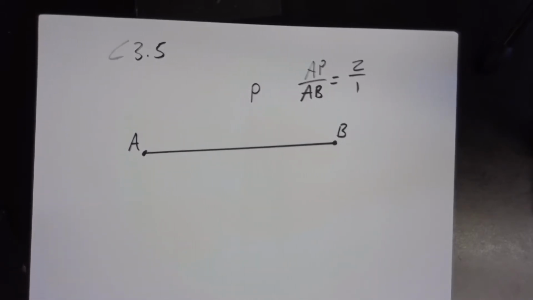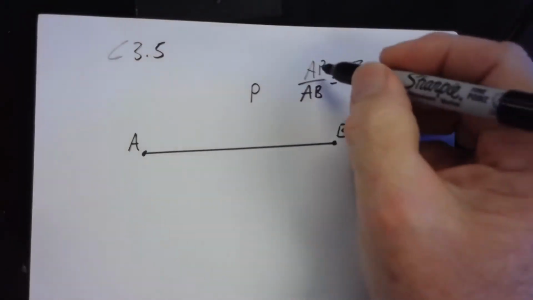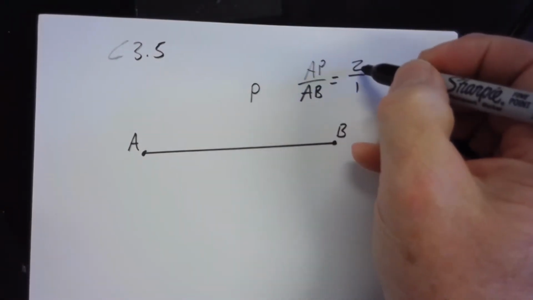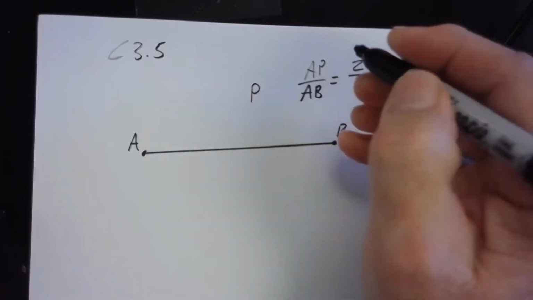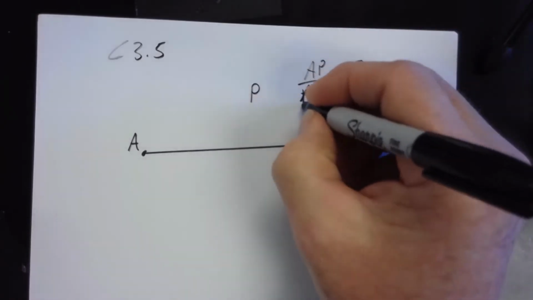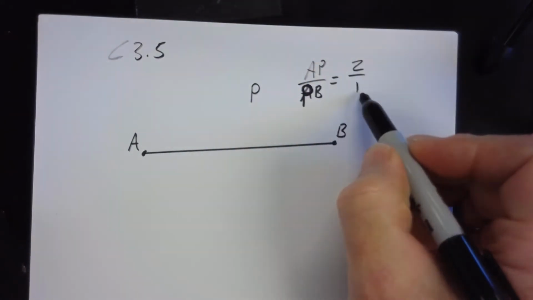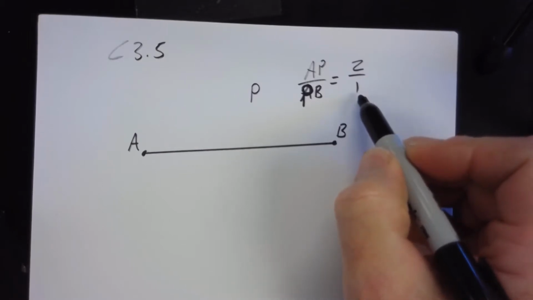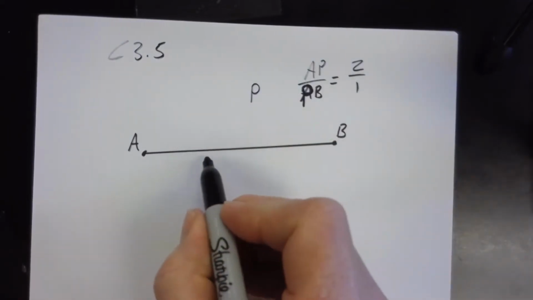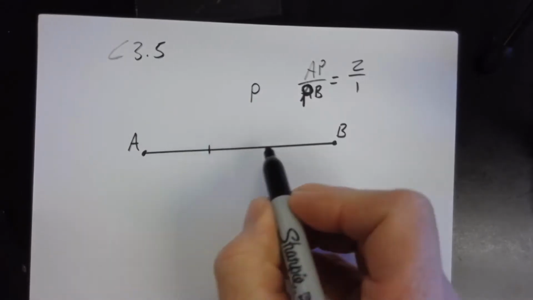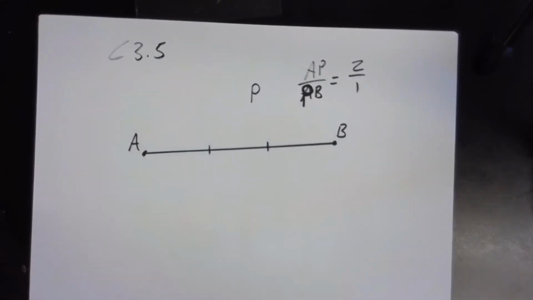Think of it this way. AP is going to take up 2 parts of the segment to PB's 1 part. So I've got to divide this segment into 3 equal parts. Now I could do that by construction or all kinds of stuff, but I'm just going to show you. Okay, let's divide this segment up into 3 equal parts.